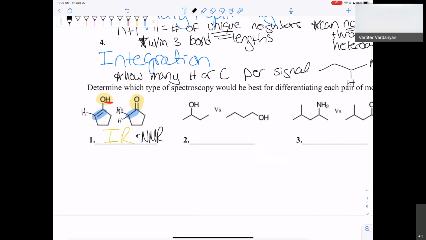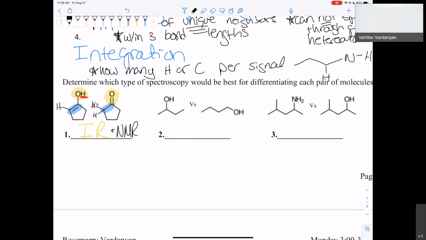Any questions? Exactly. So in that case, they have different carbon hydrogen frameworks. You can think about it, the skeleton is different. Okay, what about the second one?